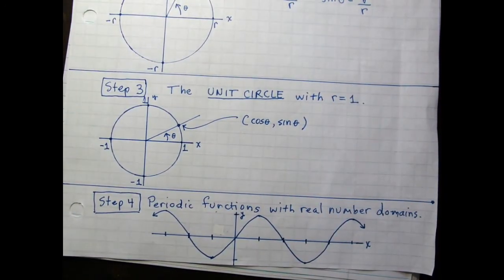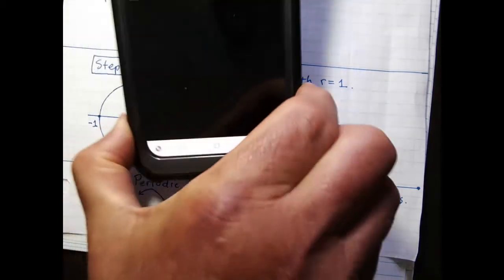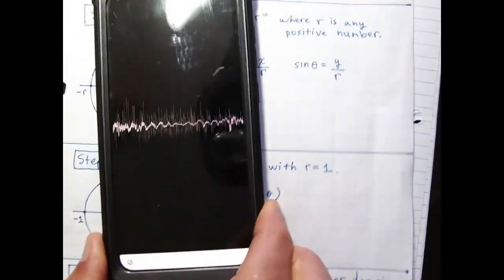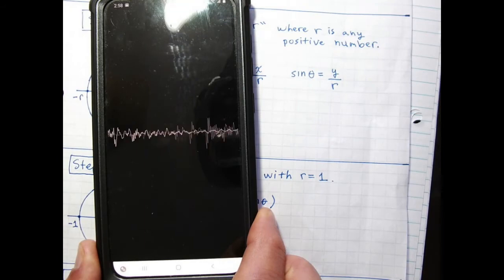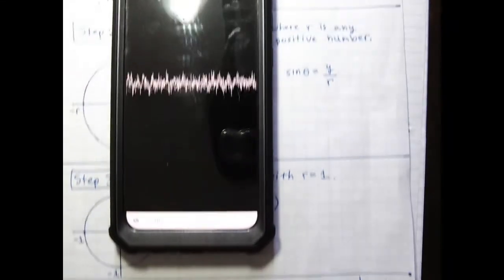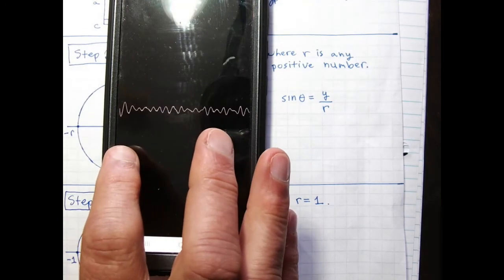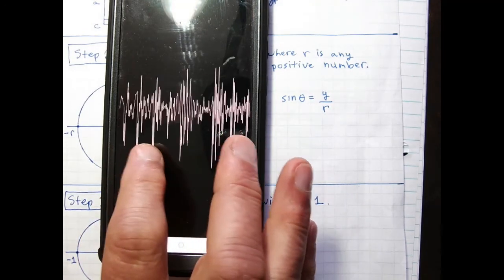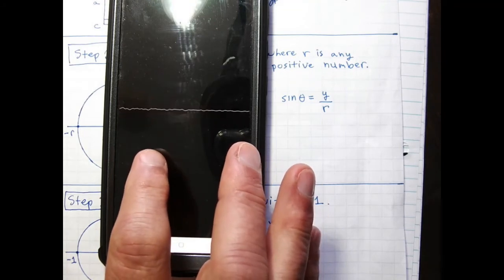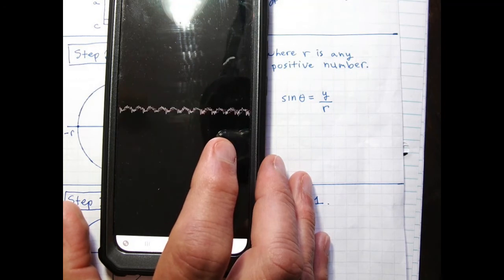And just before I finish this video, I want to show you one app I have here on my phone. It's this Soundwave app, and notice it's not recording my voice, but taking a reading of my voice. And that's an example of a periodic function with real number domain type of situation. So now these are sound waves. And in fact, I can vary from low tone to high tone, to loud tone, to quiet tone.